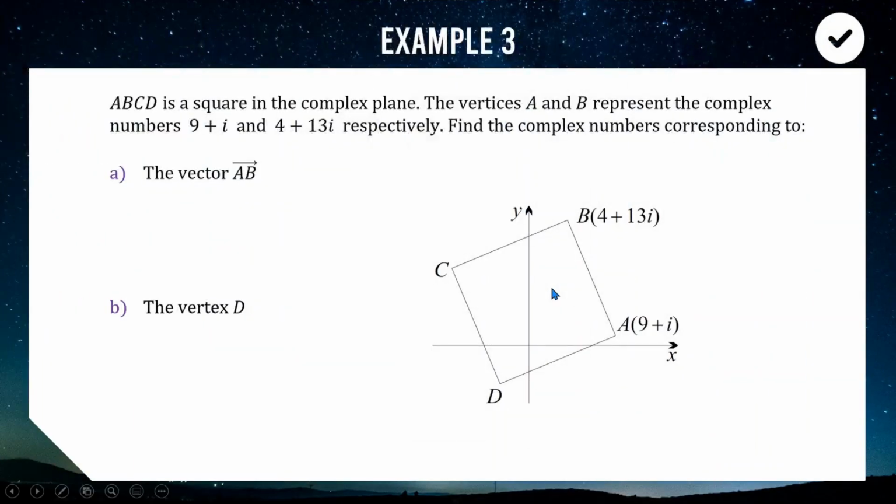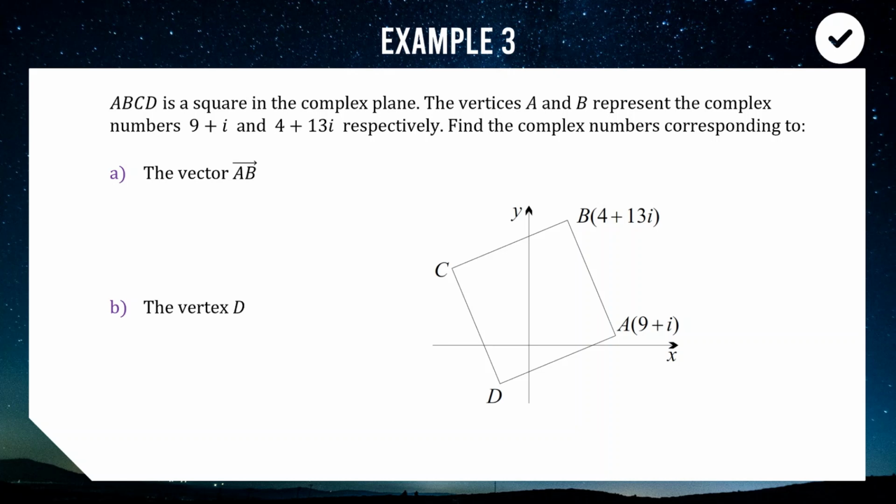Okay, groovy. Up next, a similar question with a little bit more of a challenging twist. We have ABCD is another square in the complex plane. The vertices A and B represent the complex numbers 9 plus i and 4 plus 13i. Find the complex numbers corresponding to, first of all, the vector from A to B, and then the vertex D. Okay, let's work through it together. And by together, I mean I'm going to talk to my computer.